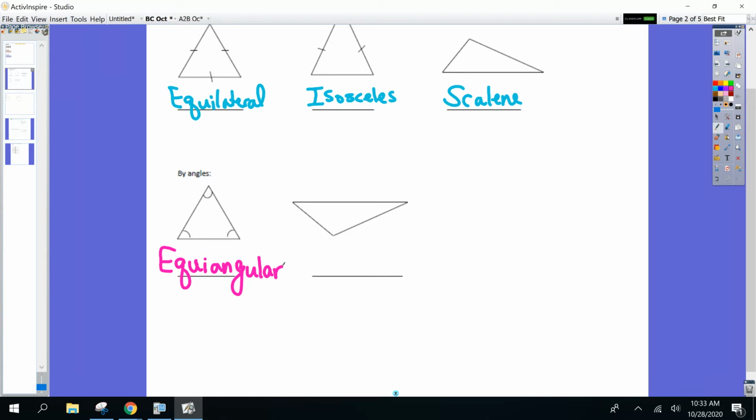If all three angles are equal and they add to 180, what is each angle measurement then in an equiangular triangle? What is all three angle measurements if they're all the same and they add to 180? 60, 60, 60. Got it. Good job, kids. Again, you could refer to that as equilateral because if all three angles are equal, that means all three sides are equal.